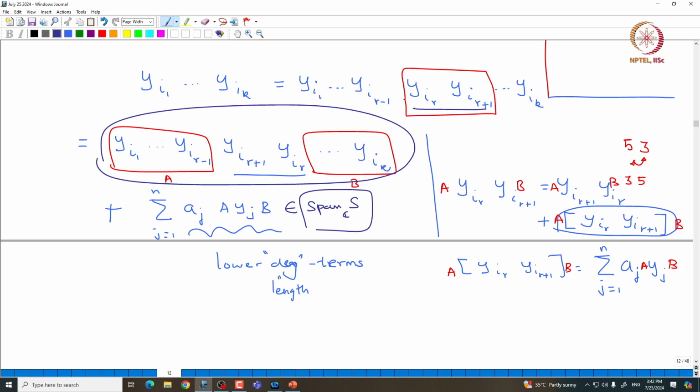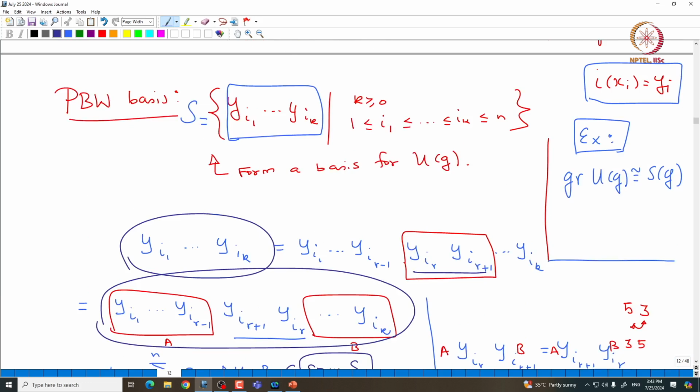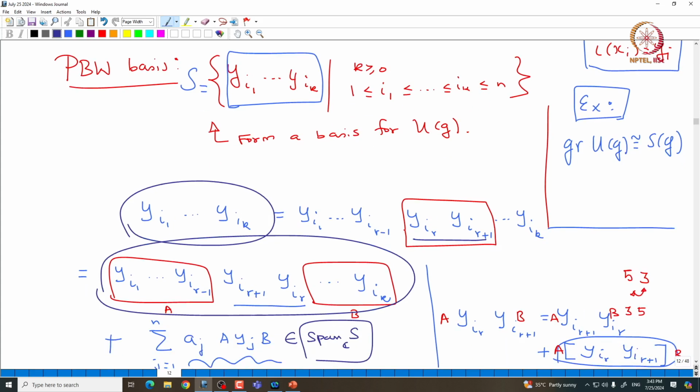So, now by induction we can prove that any given word indeed is there in the span of S. Okay. So, that completes the proof that span of S is exactly UG. But it is not that easy to prove that it is actually linearly independent. Okay. So, we have to actually construct some representation of UG, because the motivation indeed comes from this.